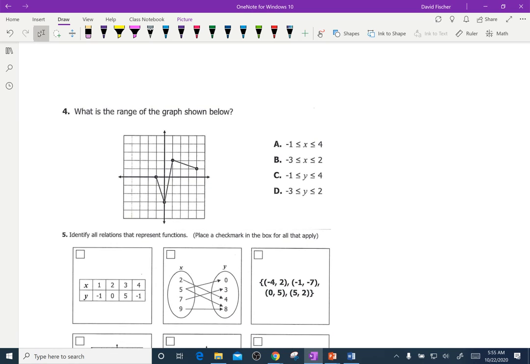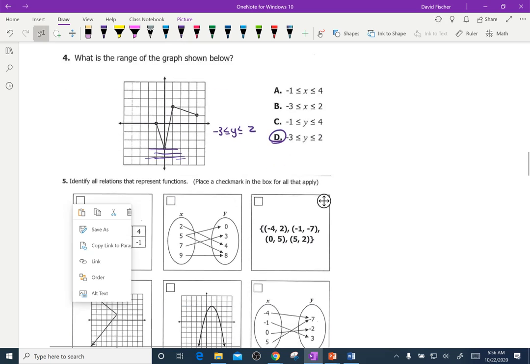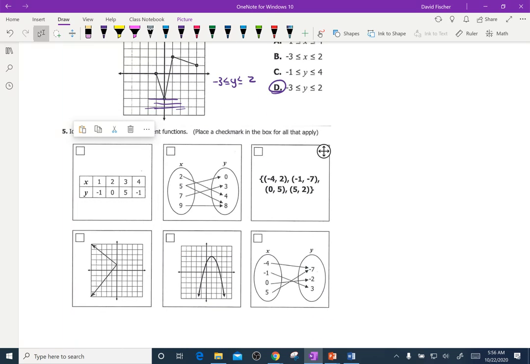Range means my y's. As I look across my y-axis, I hit -1, 2, 3, so my lowest number is -3. I don't go forever, I go up to a 2. If I put a y in the middle, and they have a solid line, I'm looking for y is greater than -3 but less than 2, which is D.